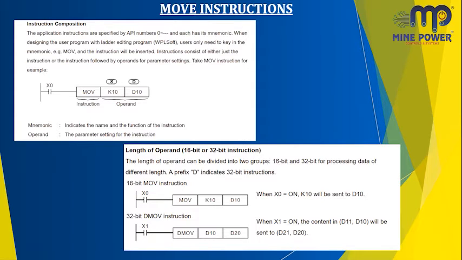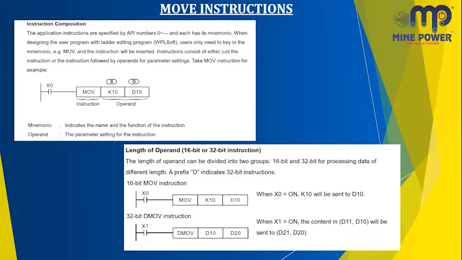There is the length of the operand, that is 16-bit and 32-bit instructions. There are two types of bit instruction, 16-bit and 32-bit. Which one you choose, you can use 16 bits or 32 bits. The length of the operand can be divided into two groups, 16 bits and 32 bits, for processing data of different lengths. Based on how long your program is, you choose which bits to use. You see the 16-bit move instruction, X0 is normally open, same as this one.